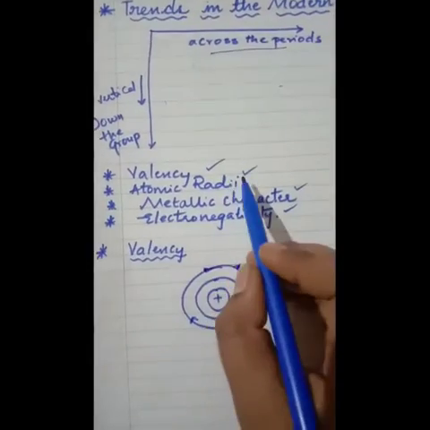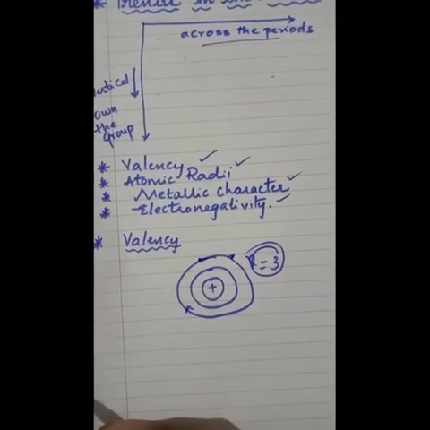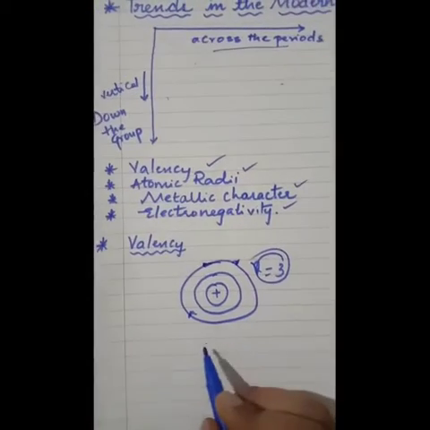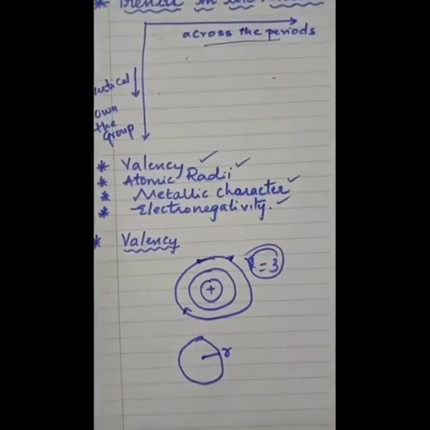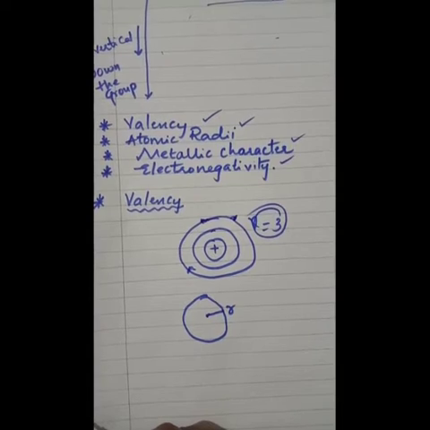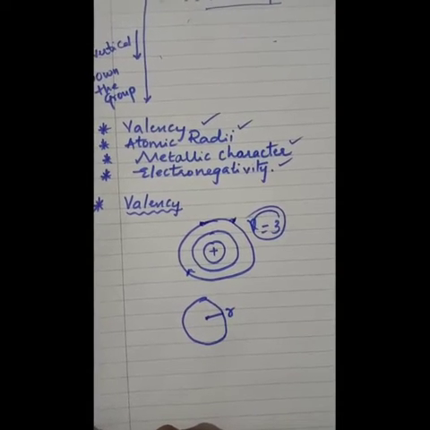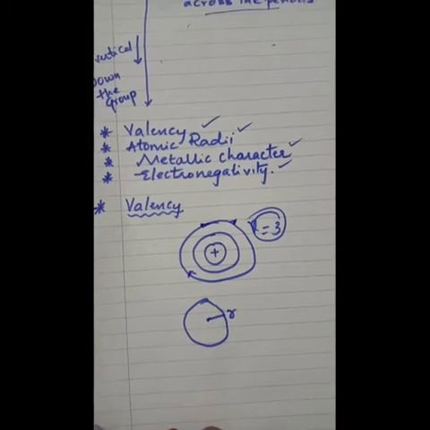Okay, so coming to atomic size or atomic radii, the term atomic size refers to the radius of an atom. If this is the atom, what is the radius? What is the radius of an atom? That is termed as atomic size. So the atomic size may be visualized as the distance between the center of the nucleus and the outermost shell.